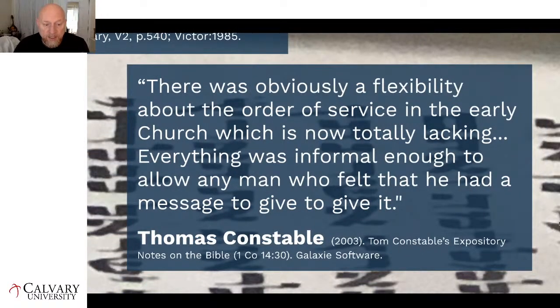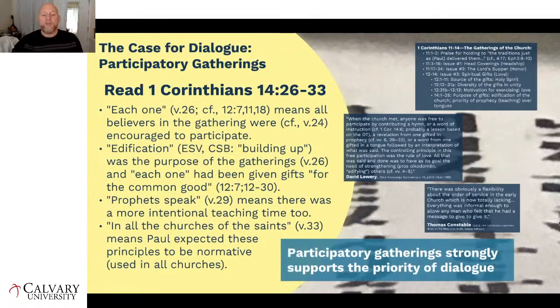He also was a professor at Dallas Seminary. He said there was obviously a flexibility about the order of service in the early church, which is now totally lacking. Everything was informal enough to allow any man who felt that he had a message to give it. Okay? So participatory gatherings strongly supports the priority of dialogue. Certainly there would be times when the church would sit back and let a prophet speak.